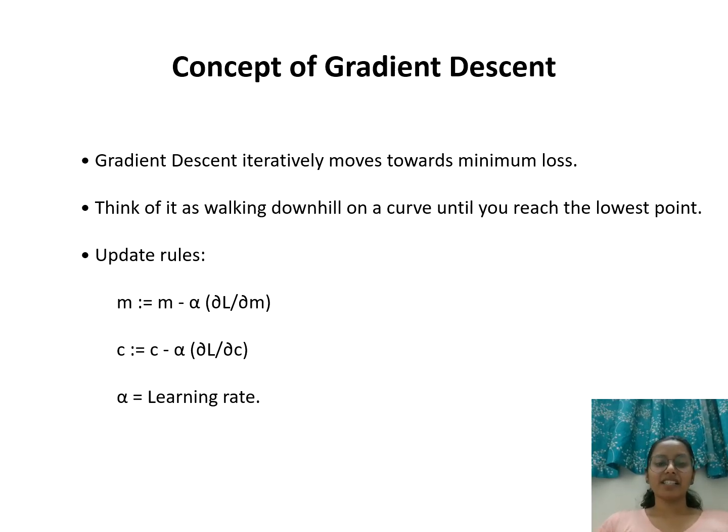So, what exactly is gradient descent? Imagine you're standing on top of a mountain and you want to reach the lowest point in the valley, but it's foggy and you can't see far. You take one small step downhill, check if you're going lower, and keep moving in that direction until you can't go any lower. That's exactly what gradient descent does. It takes small steps in the direction of decreasing loss until it reaches the minimum point. Each step adjusts the slope m and intercept c slightly to reduce error.